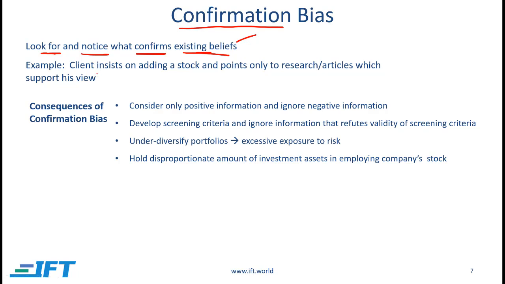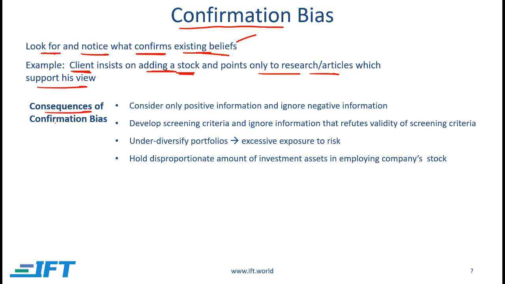An example here is that, let's say you are a financial advisor or a portfolio manager, and a client comes to you, and the client insists on adding a stock and then points to research and articles which support his view. So he gives you these articles that support the view that this is a good stock, and completely ignores all the research and articles that suggest that other stocks might be a better option. So this would be an example where you are dealing with a client who is exhibiting confirmation bias.